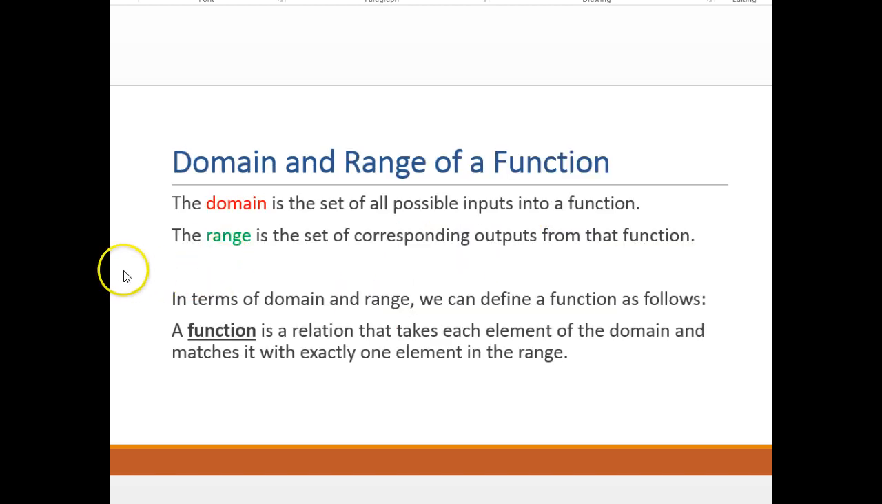That leads us to our further discussion of domain and range. Your domain then becomes the set of all possible inputs of the function, and the range is the set of all the corresponding outputs from the function. So I can now define my function in terms of domain and range. A function is a relation that takes each element of the domain and matches it with exactly one element in the range.